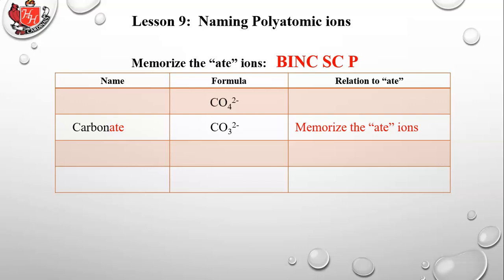So let's go up here. Now we added an oxygen. We have CO4 2-. What do you do with the name? You add the prefix per. So it's 1 more oxygen than carbonate, and you add the prefix per, so it becomes percarbonate.